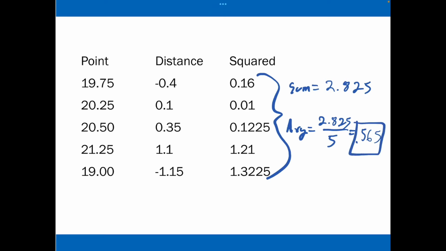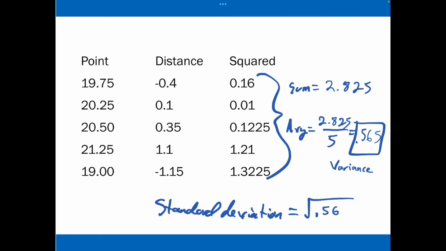And so this is a good measurement of how spread out our value is. This is called the variance of the value. Notice this variance doesn't actually tell us how spread out the distances are, but how spread out the squared differences are. So we've averaged those squared differences. So to get our standard deviation, all we want to do is take the square root of that variance. And so if we take the square root of that variance, we get 0.751665.